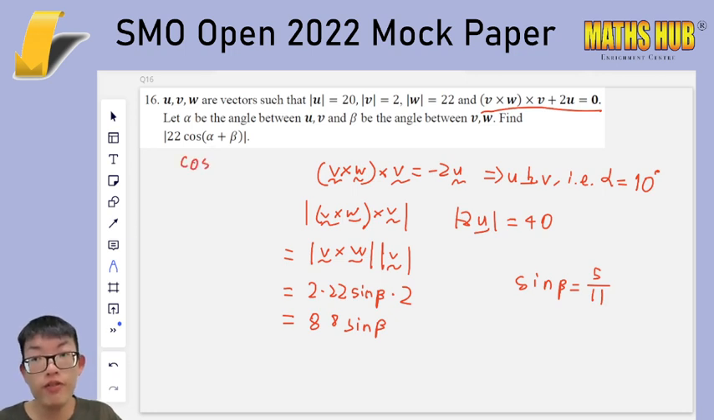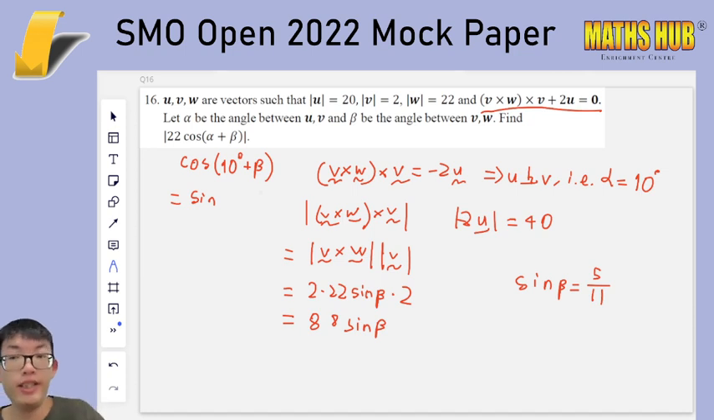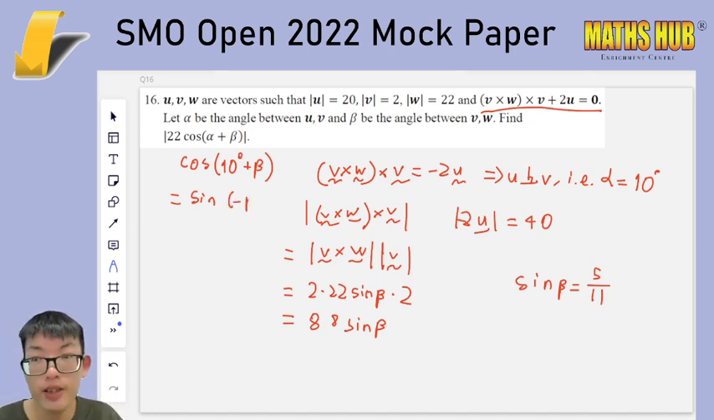Now let's come back to here. Cosine of 90 plus beta is just equal to sine of negative beta, which is equal to negative of sine beta, so negative 5 over 11. And so your answer is just 22 times this, and you take the absolute value, which is 10.